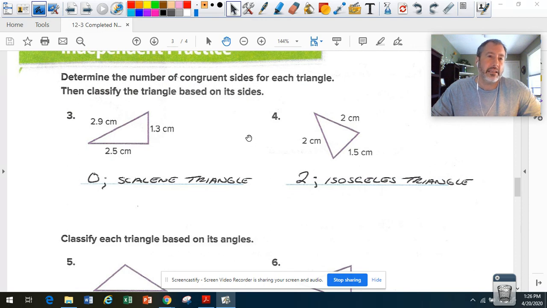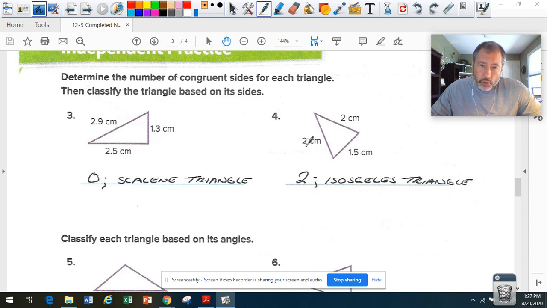It says, in the independent practice, determine the number of congruent sides for each triangle. Then classify the triangle based on its size. Okay, so if we take a look here, in this number 3, I got 2.9 centimeters, 1.3 centimeters, and 2.5 centimeters. So guess what? There are 0 congruent sides to this. So since there's 0 congruent sides, that means this is a scalene triangle. Very good.